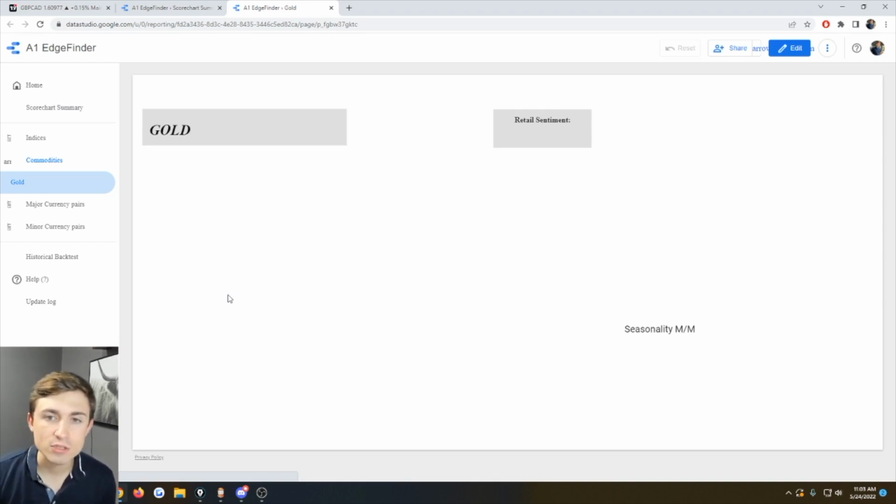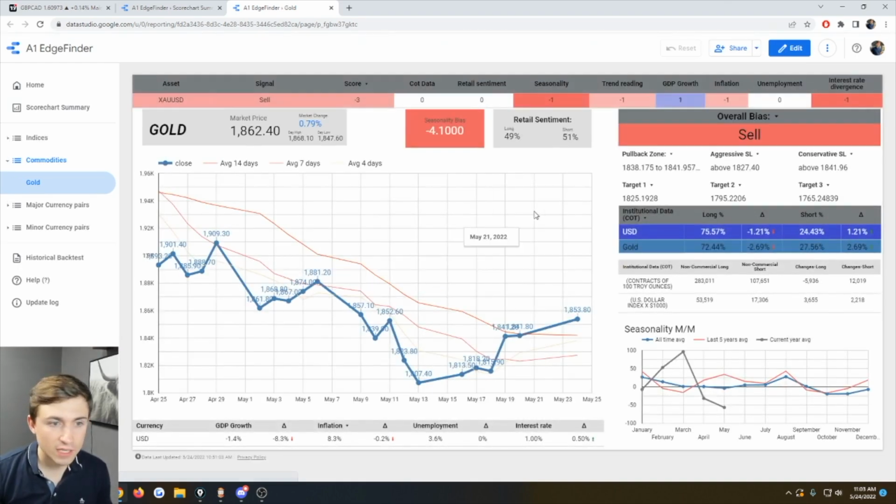And here it is. Give it just a second to load in. And you can see exactly what we're looking at. So right now, the gold market is considered a sell. It has been a sell reading for several weeks, as we looked at on the historical backtest section. But check this out. This little chart right here is going to tell you historically what gold does.